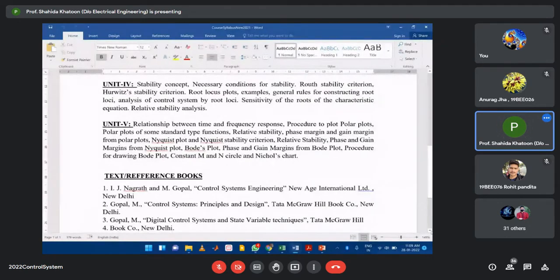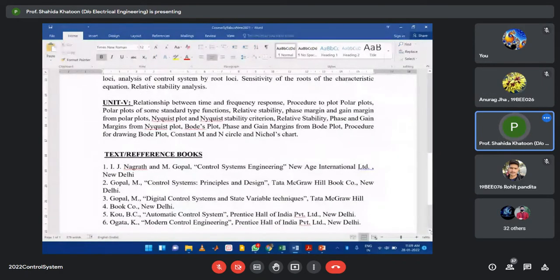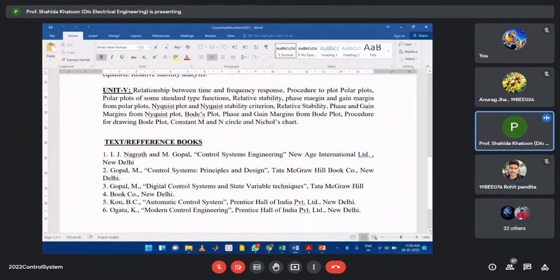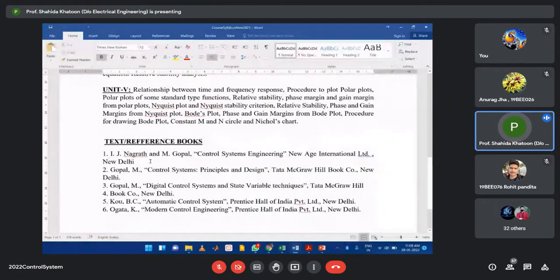Other books are by M. Gopal, Control System Principles and Design. This is a Tata McGraw-Hill book. Another book by M. Gopal, Digital Control Systems and State Variable Techniques. This book is good for Control System 2 course, Advanced Control System, which you will study in, I think, your 7th or 8th semester. Then another book is B.C. Kuo, and the name of the book is Automatic Control Systems. Another book is Ogata, Modern Control Engineering book, published by Prentice Hall of India. So the textbook will remain I.J. Nagrath and M. Gopal, and the rest of the books are reference books.